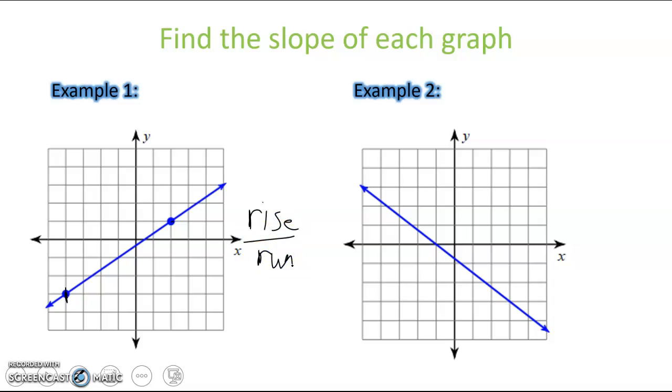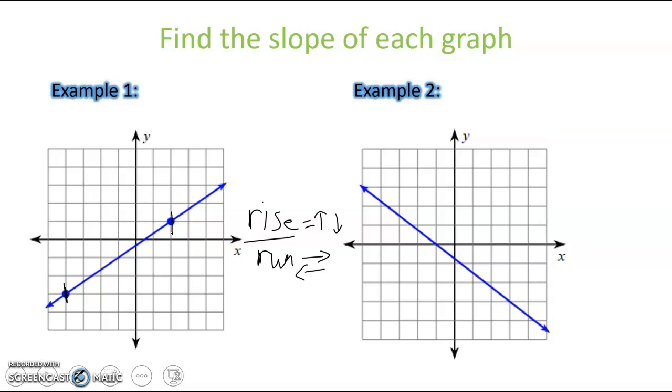Rise accounts for up or down. Again, it tells you how much you rise up or down in a run. Now think about it. You don't run up or down. We run straight left or right. So run is our left to right. So what we want to do is count how much we go up and how much we go to the left or right to get from this point here to this point here. So let's count.